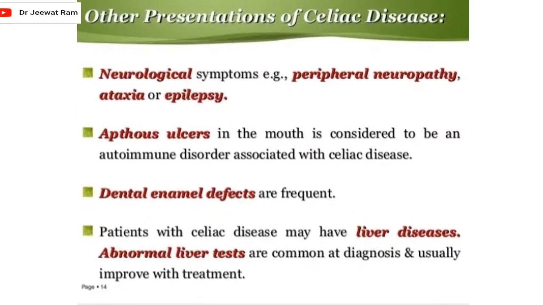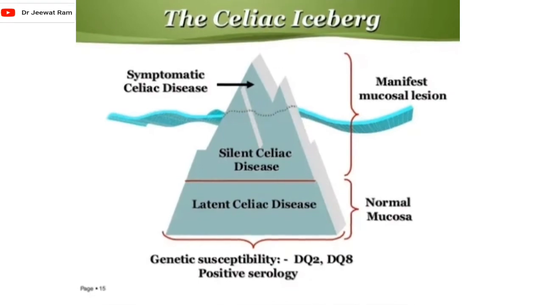Other presentations of celiac disease: neurological symptoms, peripheral neuropathy, ataxia, or epilepsy. Aphthous ulcers in the mouth are considered to be an autoimmune disorder associated with celiac disease. Dental enamel defects are frequent. Patients with celiac disease may have liver diseases. Abnormal liver tests are common at diagnosis and usually improve with treatment.